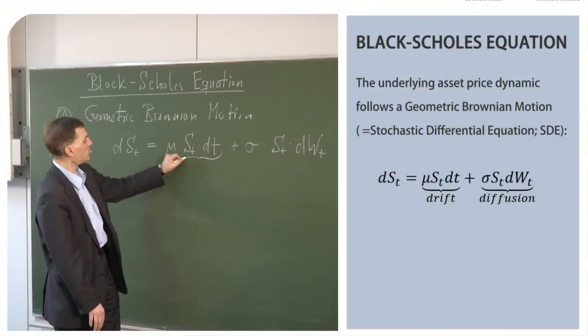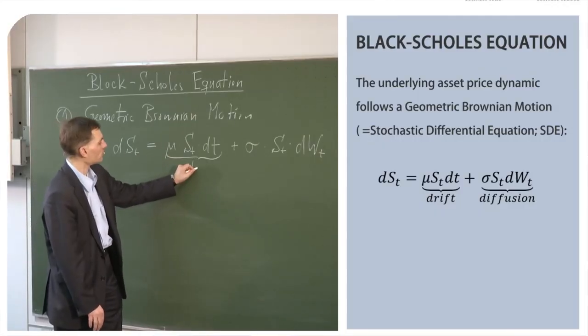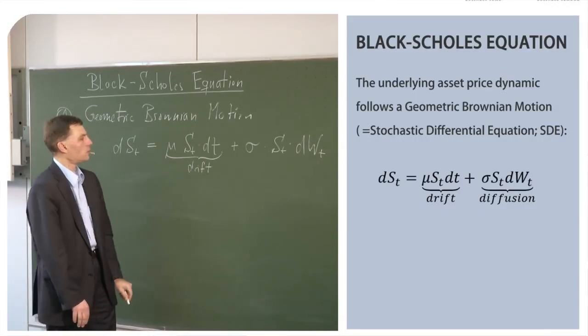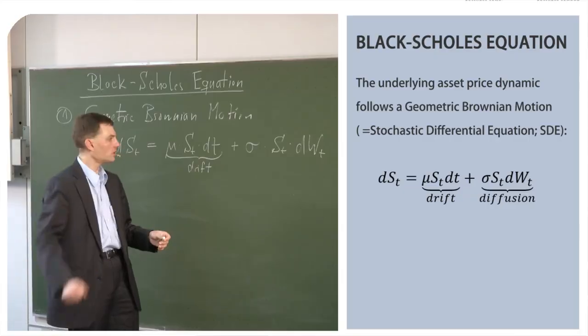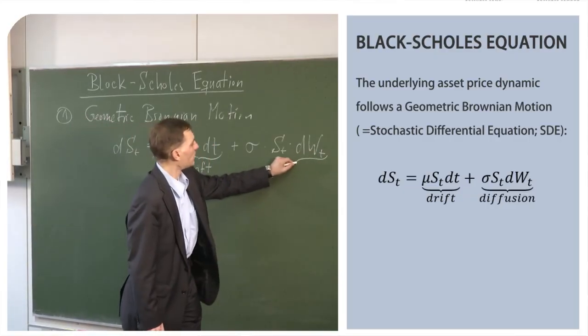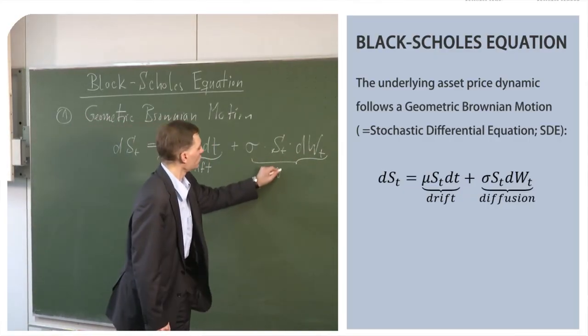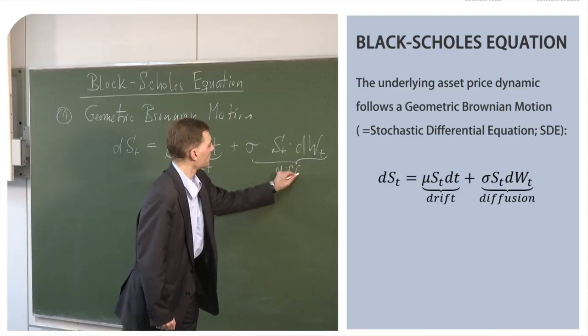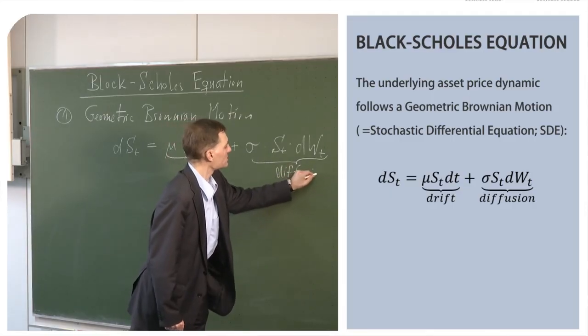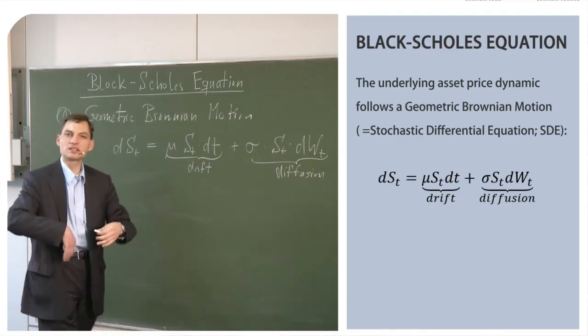So the behavior of the stock price over time is modeled by these two components. The first component is usually called the drift, which is, in other words, a trend component. And the second component is called the diffusion. And diffusion means something like volatility.